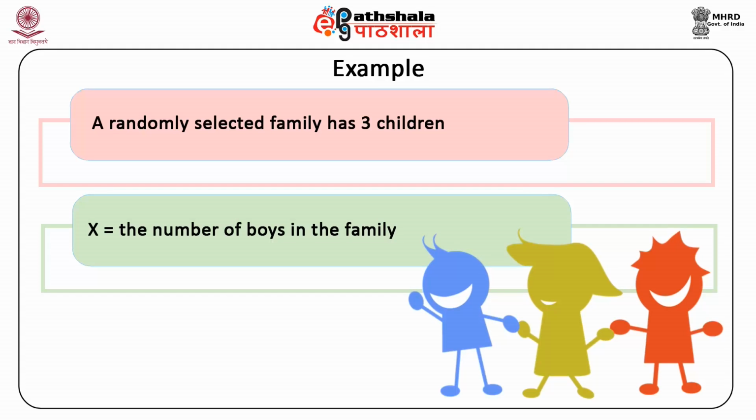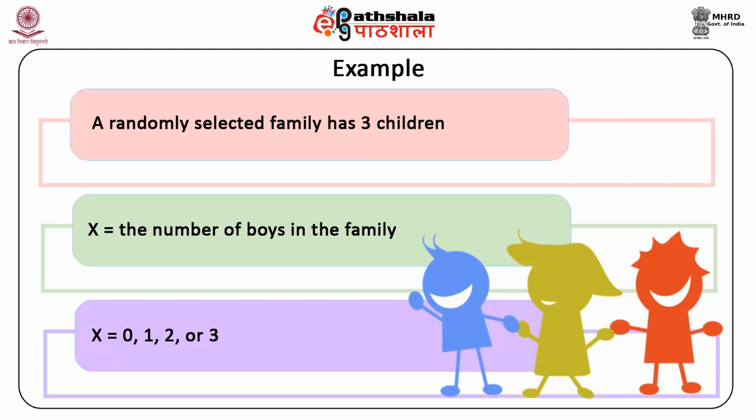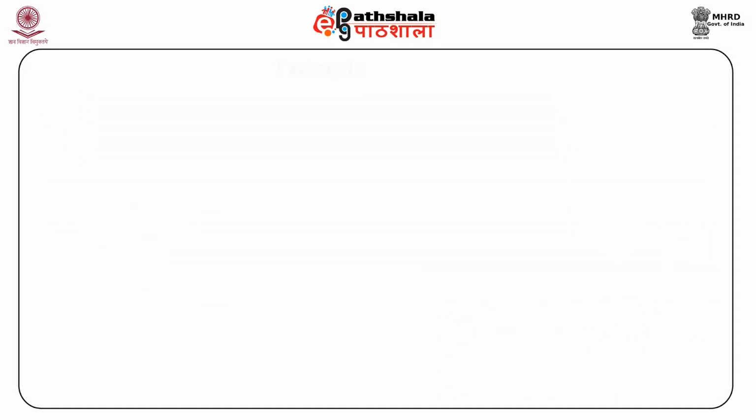Let x be equal to the number of boys in the family, then x is equal to 0, 1, 2 or 3. The column labeled probability identifies the probability of a particular outcome, assuming that a boy and a girl are equally likely independent events. Probability of G is equal to probability of B is equal to 0.5.